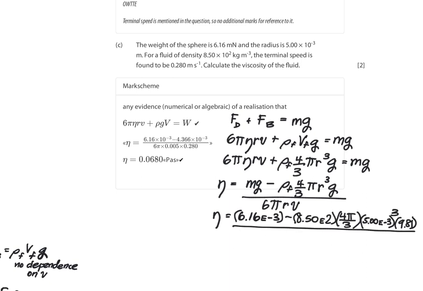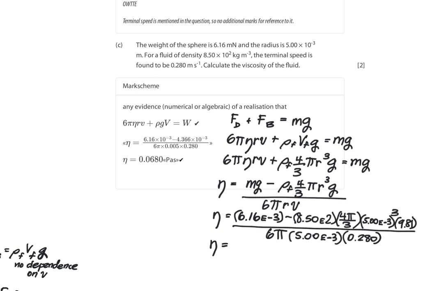Okay, numerator, I have mg. I put in the density of the fluid that they gave me. I put in the 4/3 pi. I have the radius, the 5 times 10 to the negative 3 meters. I'm cubing that times 9.81. And then in the denominator, I put in 6 pi, the radius. I probably could have canceled the radius in the denominator, and I could have put r squared in the numerator. Anyway, and I put in a terminal velocity. So we should get 0.0680 Pascal seconds.